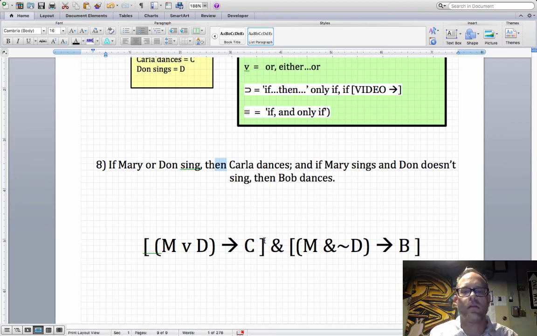So if Mary or Dawn sing, then Carla dances. There's our semicolon, boom, parentheses or a bracket, whichever. There are rules for parentheses and brackets. Don't worry about it for now. Now we have our and, the conjunction. It's this one. And if Mary sings and Dawn doesn't sing. So this is a conjunction, right? The antecedent, the first part of this conditional is itself a conjunction. If Mary sings and Dawn doesn't sing, M and not D, then Bob dances implies B. This is our main operator, and this is our big, huge translation.